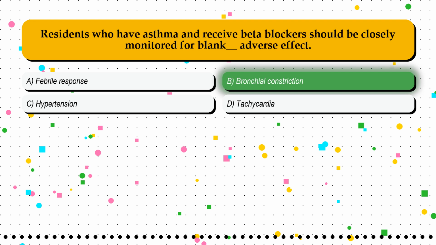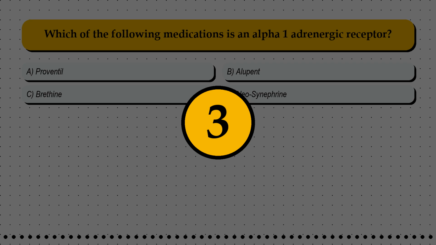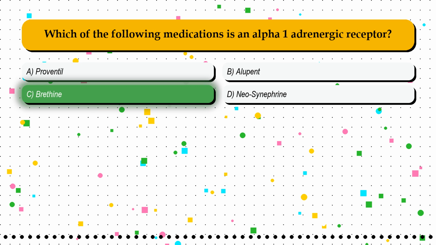Bronchial constriction. Question 160. Which of the following medications is an alpha-1 adrenergic receptor agonist? Option A. Proventil. Option B. Dalupant. Option C. Bredhine. Option D. Neosynephrine. The correct answer is option C.